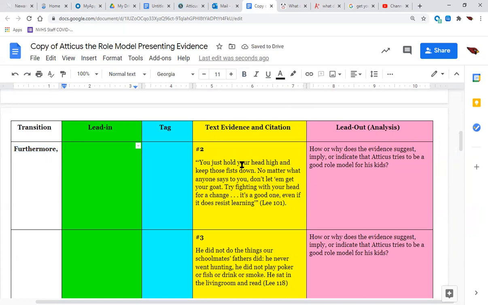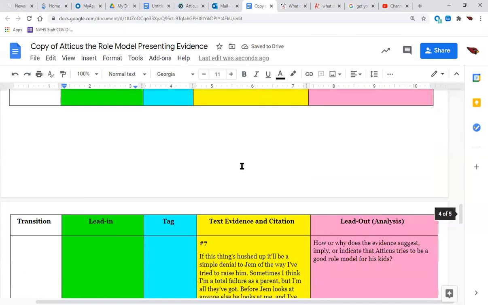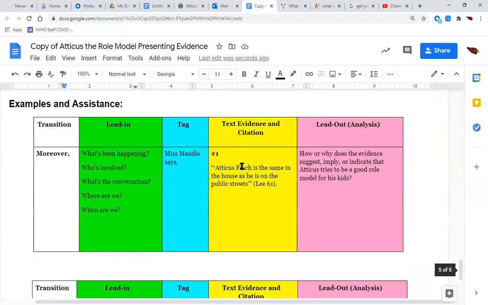And then I think, well, I pasted some common questions down here for lead-ins. Lead-ins are like, what's been happening in the context of this yellow stuff? Who's involved? What's the conversation in the context of this yellow stuff? Where are readers? When are they? So for us, for that quote, it's like, what's been happening?